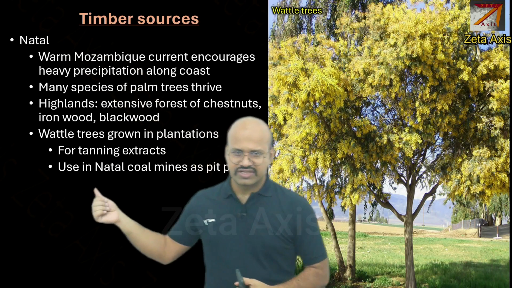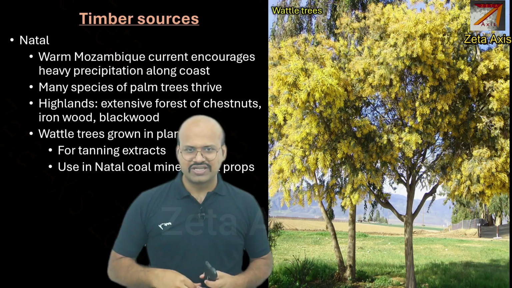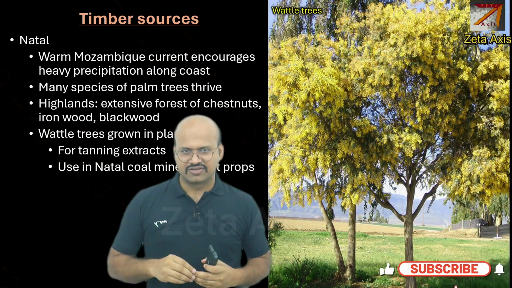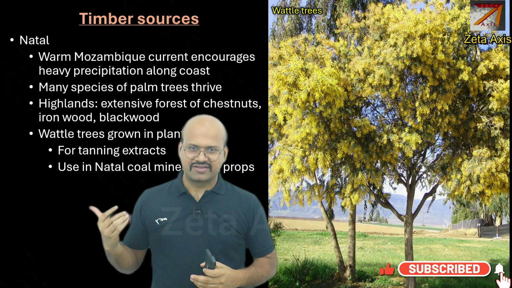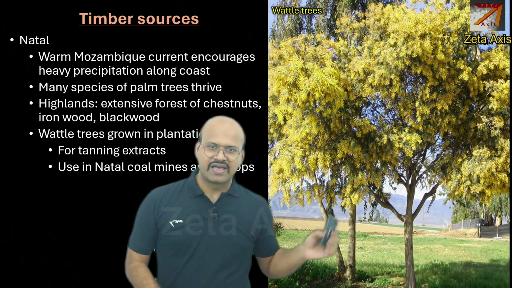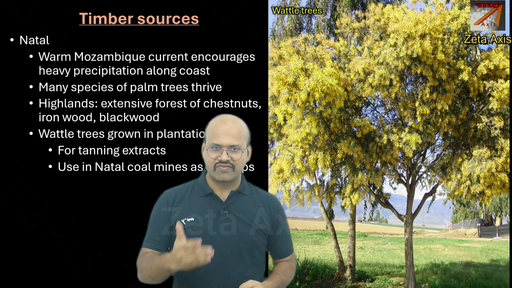It is also used in coal mines as pit props. So basically you need wood to support the ceiling of those tunnels. So in that, the wattle tree stumps are used. They will cut this stump and use it as a support for the ceiling so that the tunnels do not collapse while the mining is done.